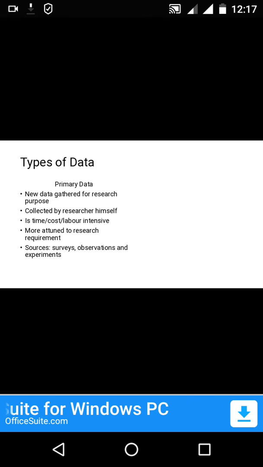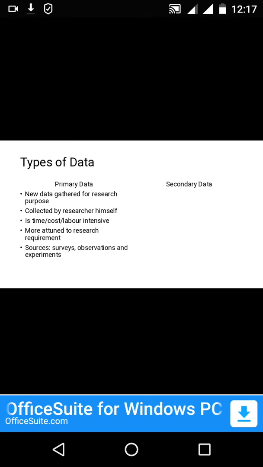What are the various sources of primary data? We have had a brief look at these sources earlier also. These are basically surveys, observations and experiments. So today we'll be discussing the first source, that is the survey. But before moving on to that portion, let us understand what is the other type of data that we use in our research. As I already mentioned, the other type of data is the secondary data.